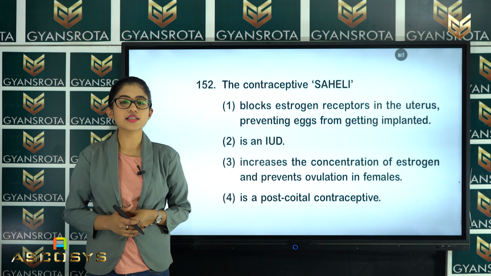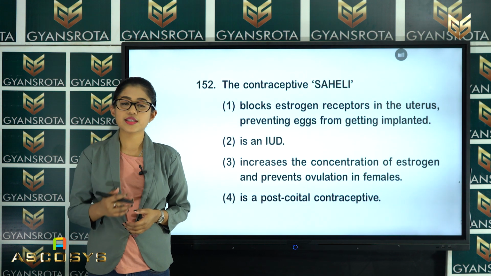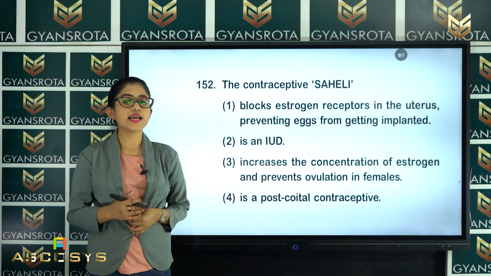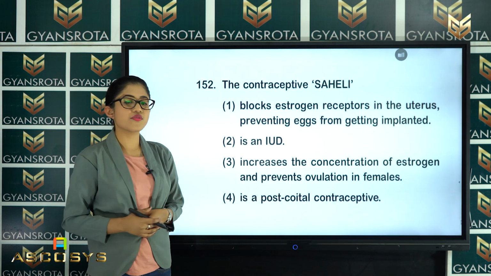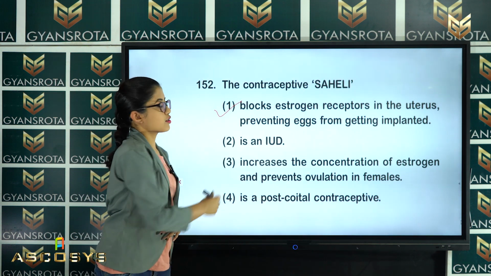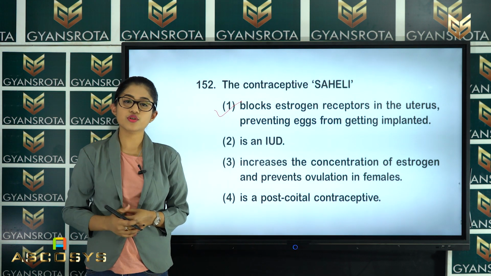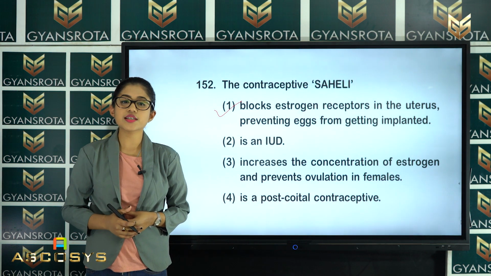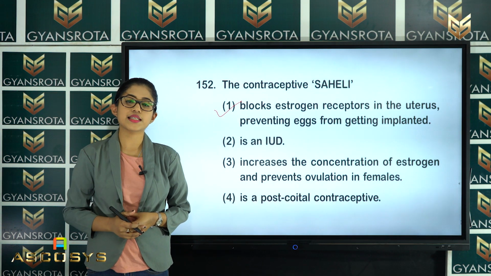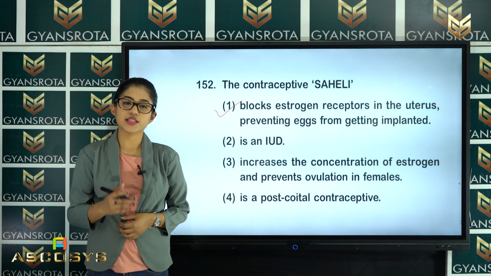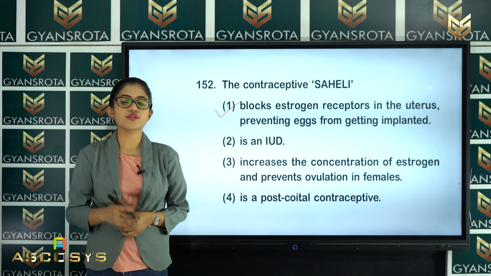So, we have discussed all the various types of contraceptive methods in the chapter Reproductive Health, right. So, Saheli, what is the correct option for this? That is option number 1. So, what does Saheli do? Saheli blocks the estrogen receptors in the uterus and it prevents the egg from getting implanted. Okay. So, this is the correct option for this question. Now, let us move on to the next question.